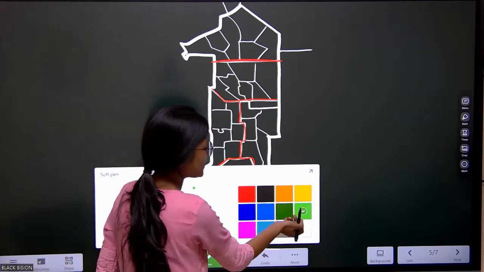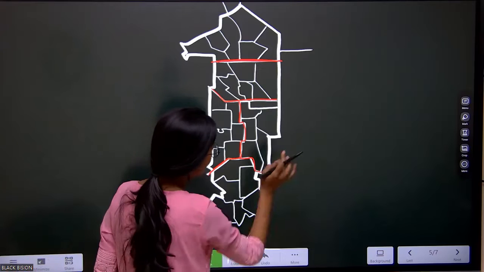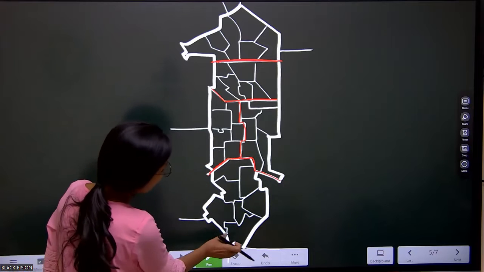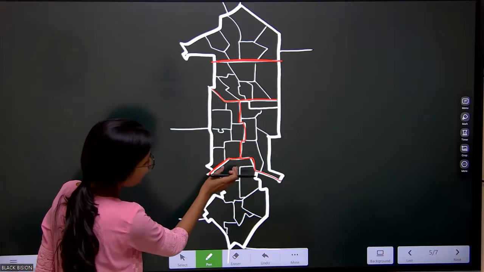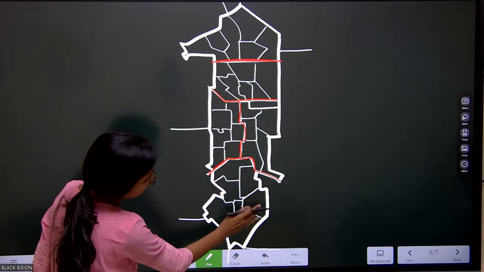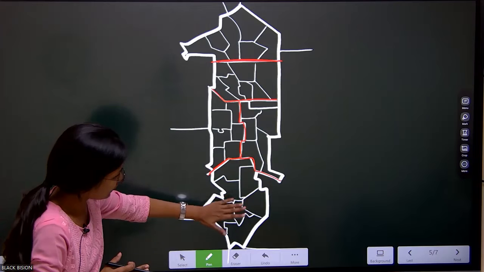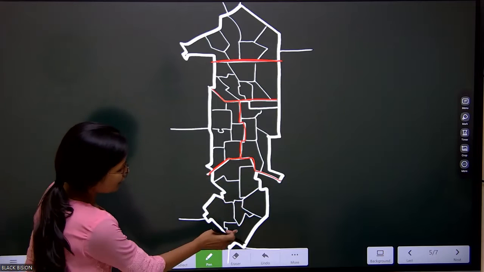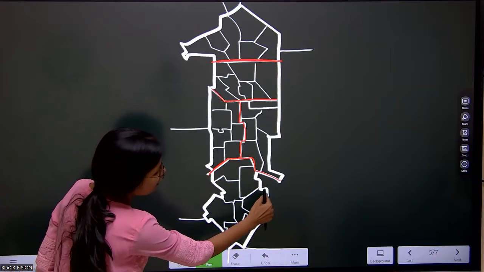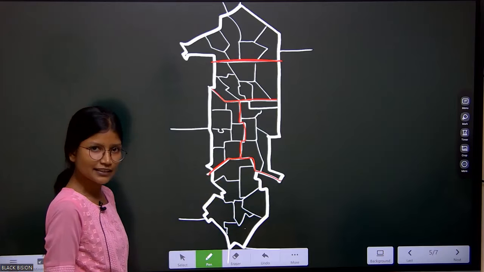So let's take the green color. It is very much visible in the board. Now, can you see here? 1, 2, 3, 4, 5, 6. So 3 here, and 1 here. So we have total 7 districts in this particular subdivision, which is the Bastar. But these districts have their boundaries along with the other states.